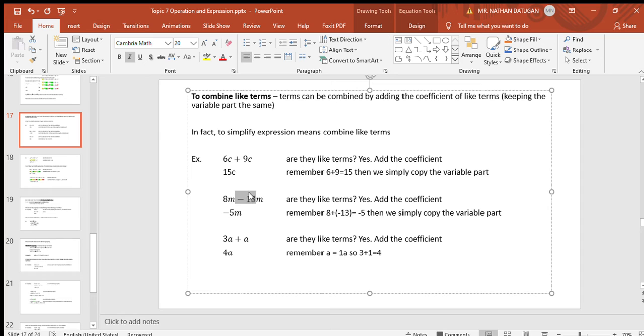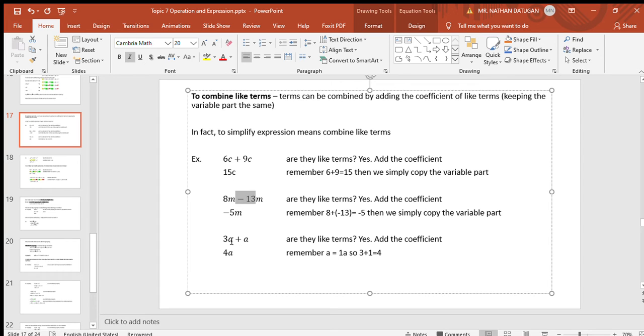Again, remember, the sign is included with the term to the right of it, so it has to be negative 13, not just 13. So 8 plus negative 13 is, by addition, you're supposed to get negative 5. And then we're just going to copy the variable part.